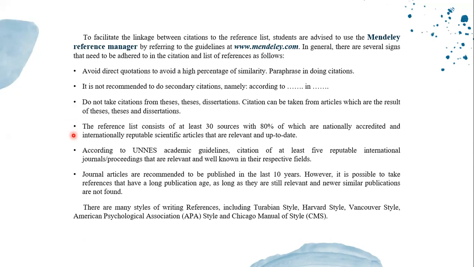Next, the reference list consists of at least 30 sources, with 80% of which are nationally accredited and internationally reputable scientific articles that are relevant and up-to-date. According to UNES academic guidelines, cite at least 5 reputable international journals or proceedings that are relevant and well-known in their respective fields. Last, journal articles are recommended to be published in the last 10 years. However, it is possible to take references that have a long publication age, as long as they are still relevant and newer similar publications are not found.